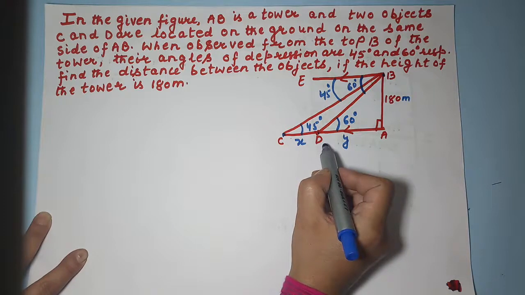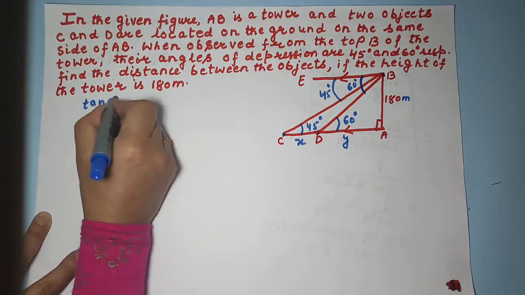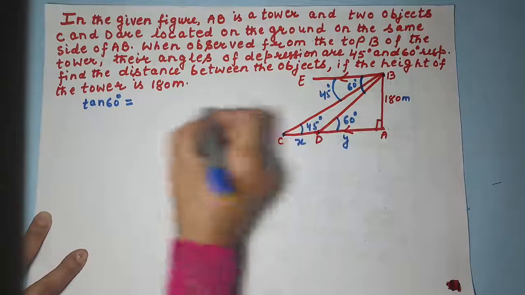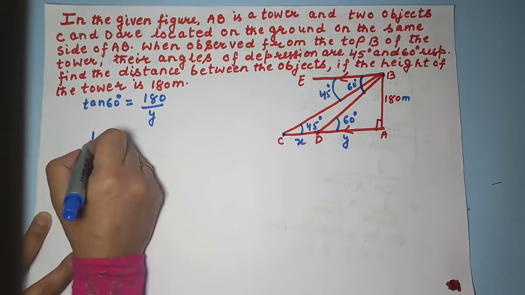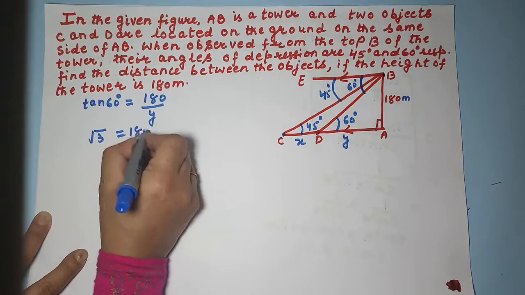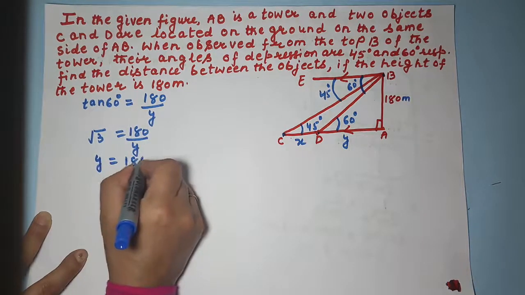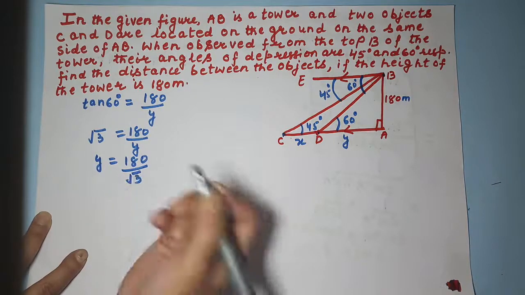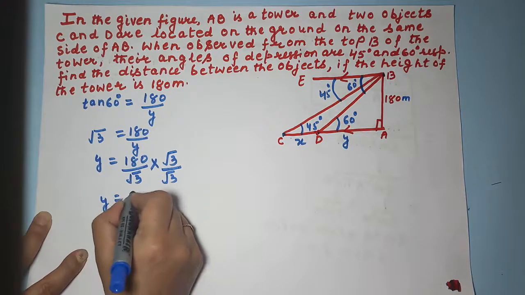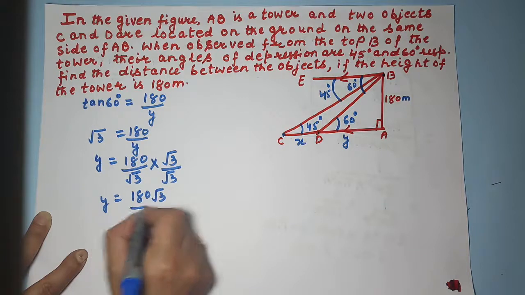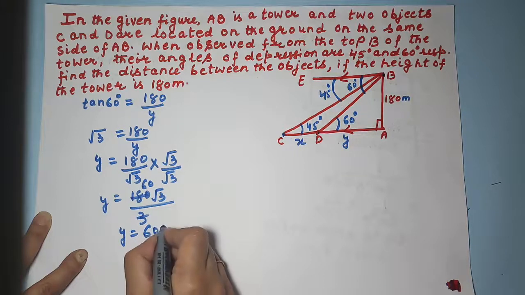So what will we do? Let's first take this triangle and write tan 60 is equal to opposite upon adjacent, that is 180 upon y. What is my tan 60? It is root 3, equal to 180 upon y. So if I shift this y here and root 3 comes down, I'll have y equal to 180 upon root 3. Then if I rationalize this, what will I get? y will be 180 root 3 upon 3. So 3 6s, my y will be 60 root 3.